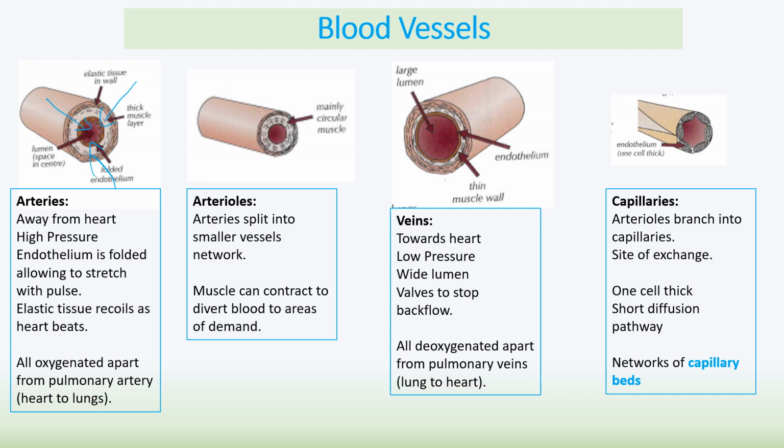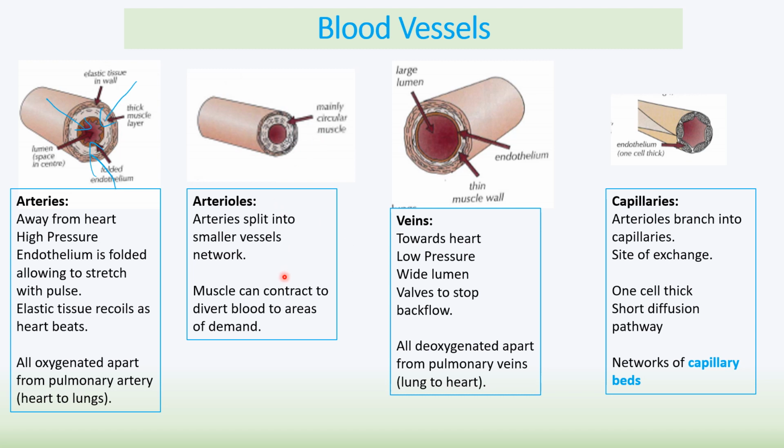Now, in terms of the blood, all arteries apart from the pulmonary artery carry oxygenated blood away from the heart. The pulmonary artery carries deoxygenated blood from the heart to the lungs. We then have arterioles, which are a smaller network of vessels splitting from arteries, and the circular muscles in here can be contracted to direct the blood to where you need it to go in your body.